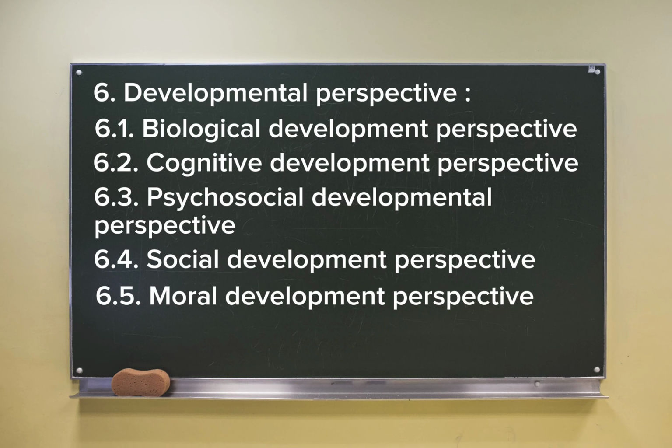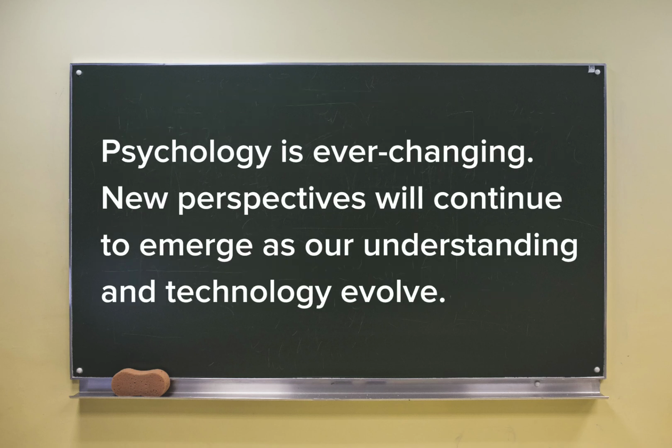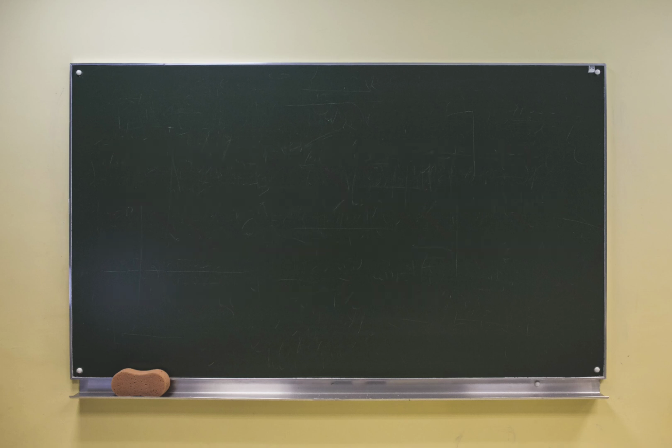Each of these perspectives offers a different understanding of human development, and there is often overlap between the perspectives. A comprehensive approach to understanding development involves the integration of these various perspectives. Those are some contemporary perspectives in psychology. It is important to remember that psychology as a field of science is constantly evolving, and new perspectives may emerge in the future as understanding and technology change.